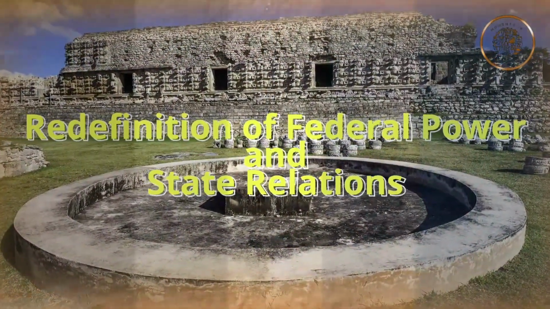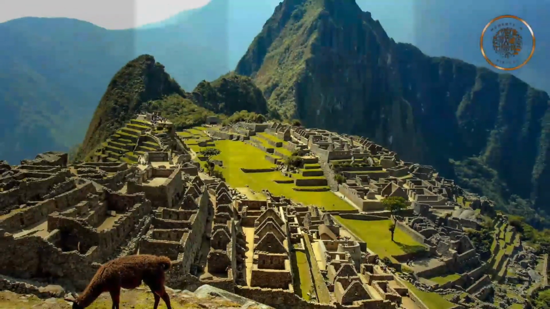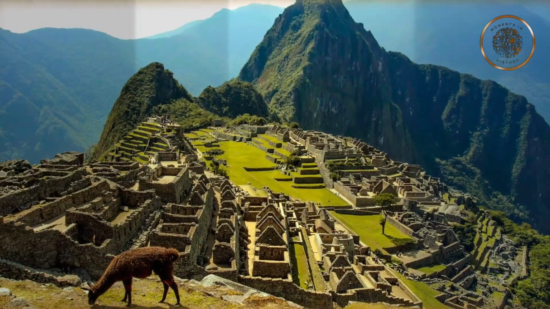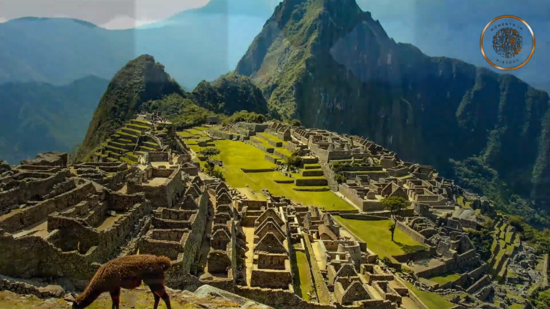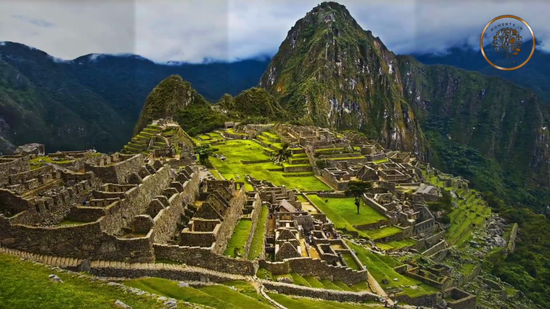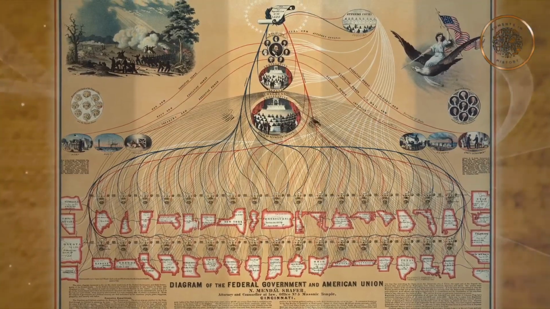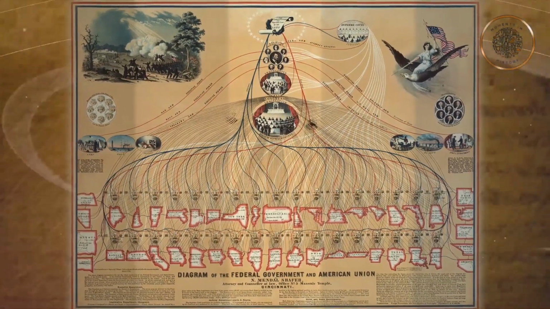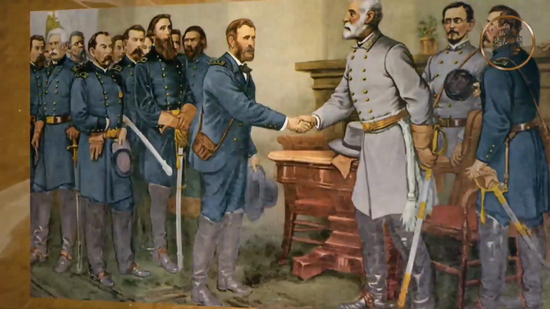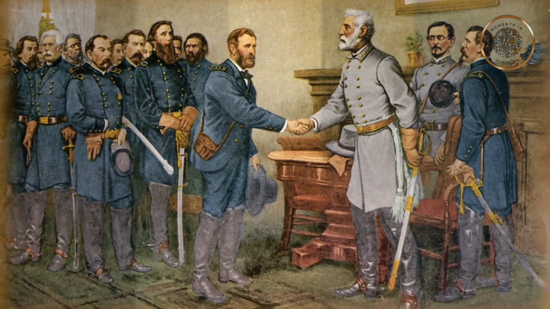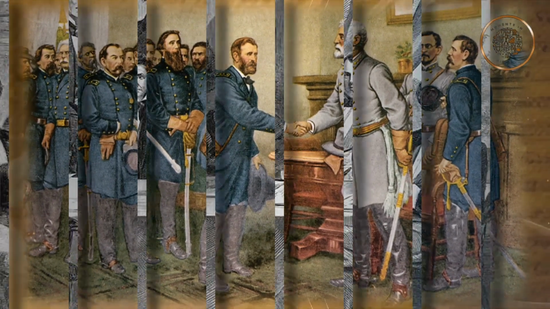Redefinition of federal power and state relations. The American Civil War had a profound impact on the balance of power between the federal government and the states, leading to a redefinition of their relationship. Prior to the war, there was a significant emphasis on states' rights and a limited role for the federal government. However, the conflict brought about a shift in perspective.